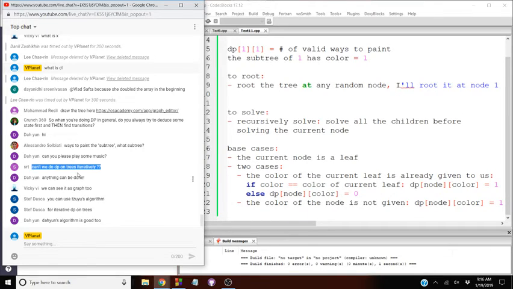You could probably do DP on trees iteratively. Yes, you probably could. To do this, you would need to make like a DFS ordering. You would need to recursively come up with the DFS order and then do it iteratively.